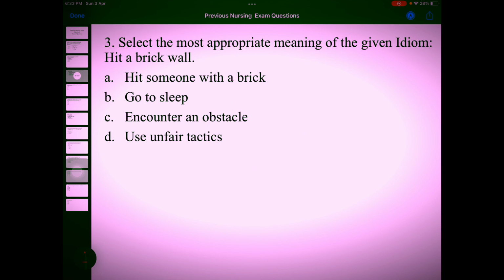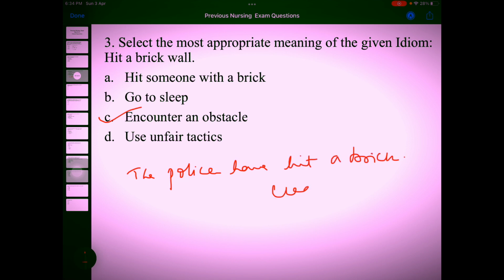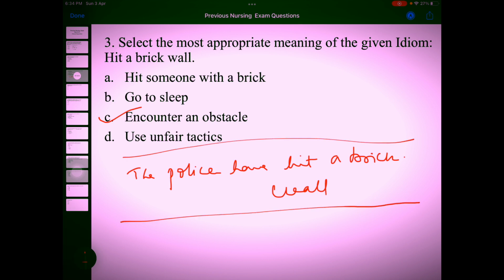Question number 3. Select the most appropriate meaning of the given idiom. Hit a brick wall. Option A, hit someone with a brick. Option B, go to sleep. Option C, encounter an obstacle. Option D, use unfair tactics. The correct option here is option C, which is encounter an obstacle. It's like when someone meets with an obstacle while doing something. For example, they used to say the police have hit a brick wall. This is an example.